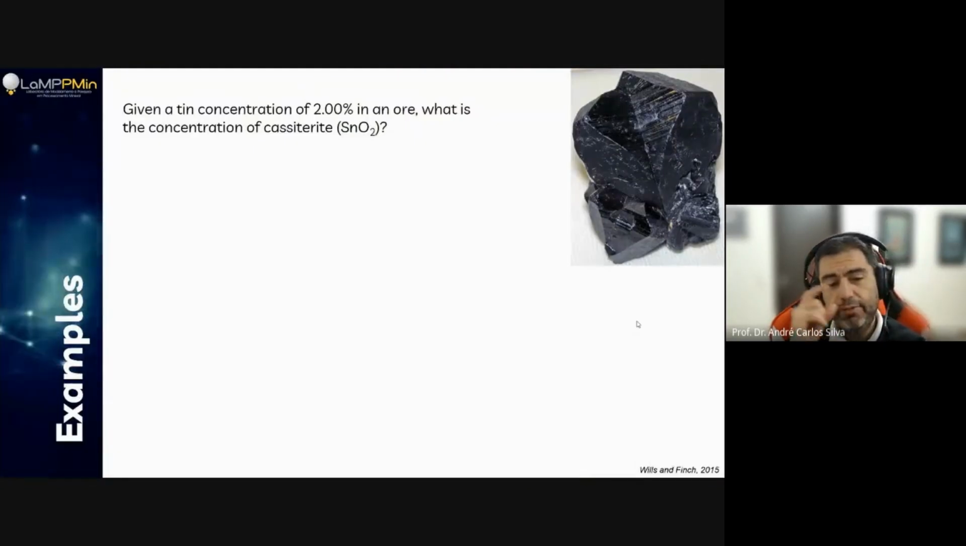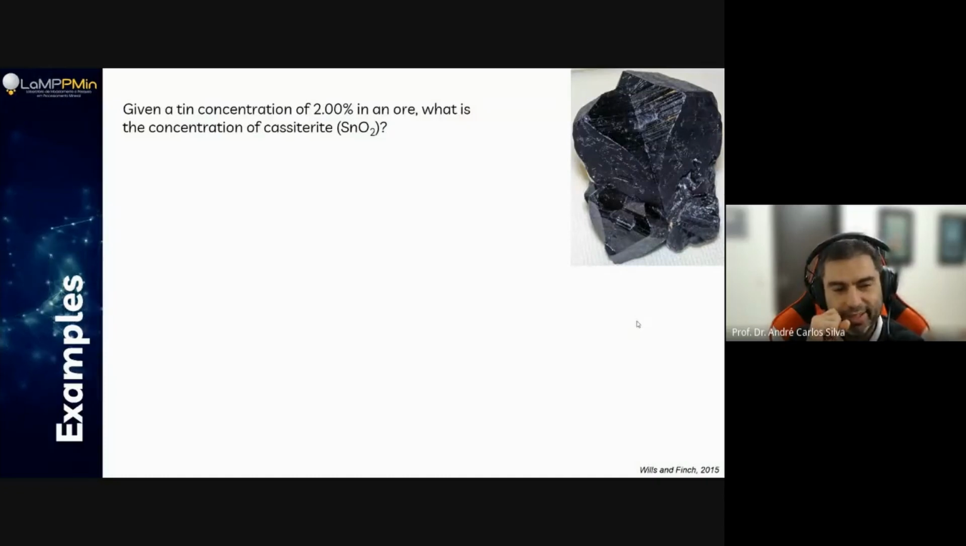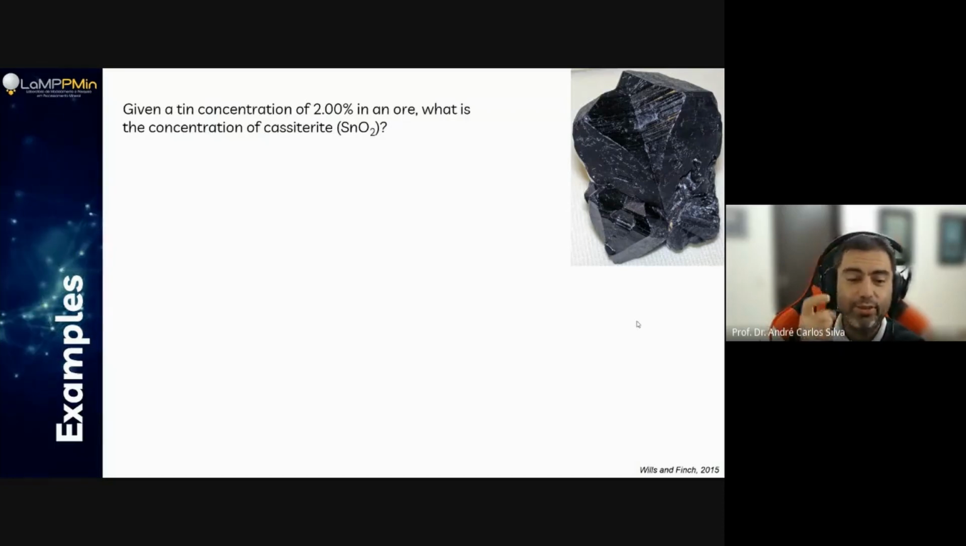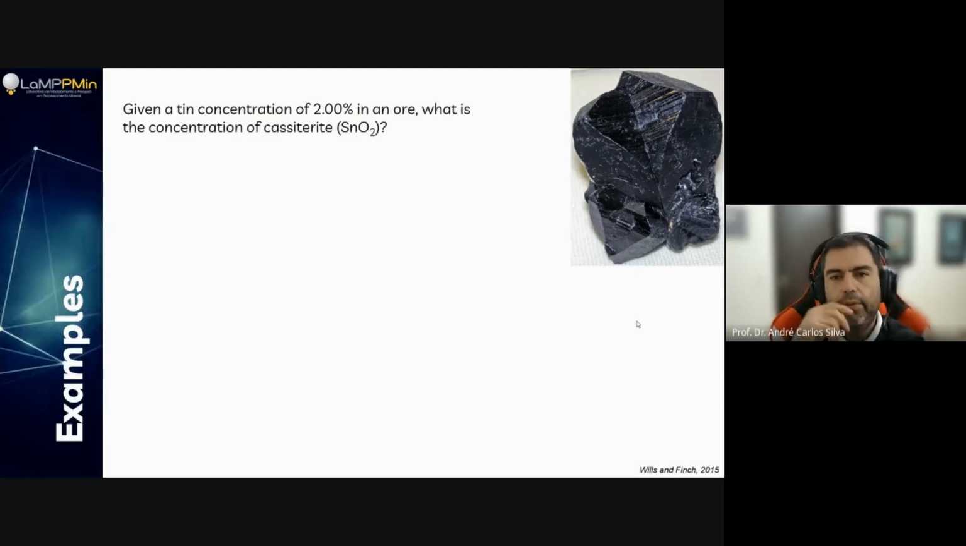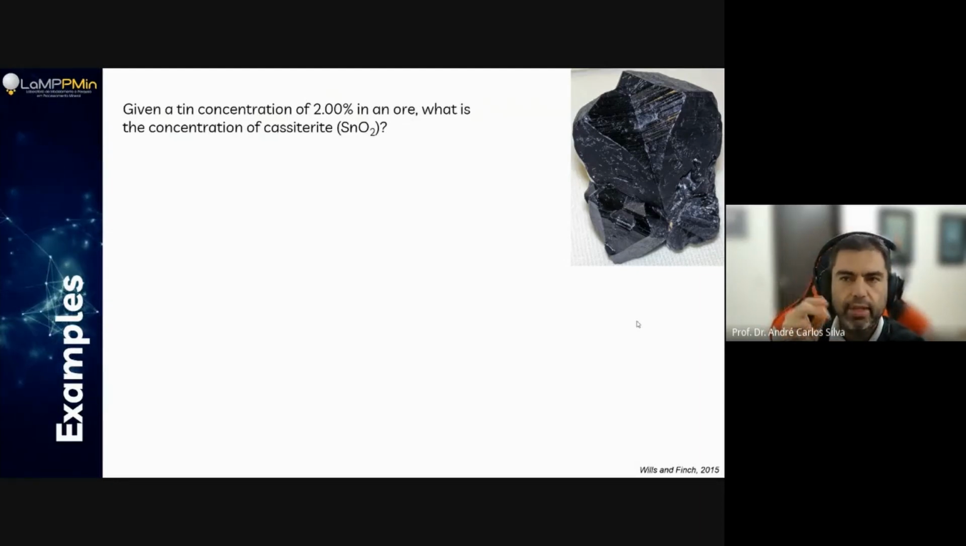So guys, for the very first time, I'm going to show you some math. It's important for us. And then we're going to have a quick break after this example. This is one thing that I want you guys to try to solve yourselves. So first thing is, let's consider a given tin concentration, tin ore, and we have just 2% of this mineral of tin in our ore.